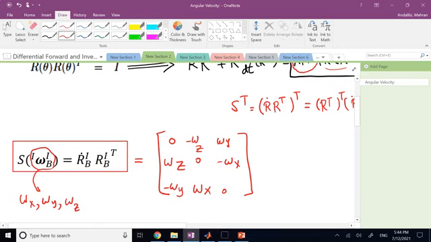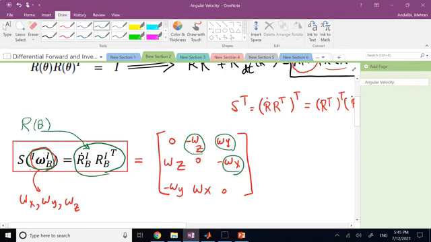Okay, so if I'm given a rotation matrix as a function of some theta, and I plug it here and calculate this term, it gives me a matrix, the components of which can give me my vector omega. Right? So you see, using this skew symmetric matrix and these matrix products, I can find my angular velocity.